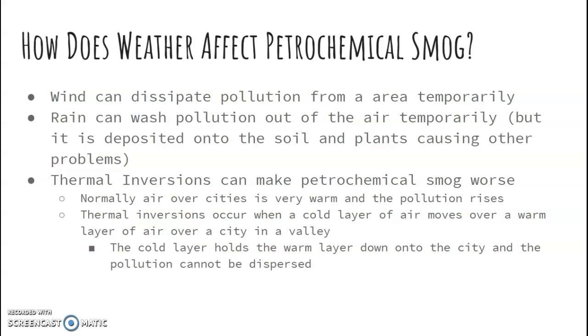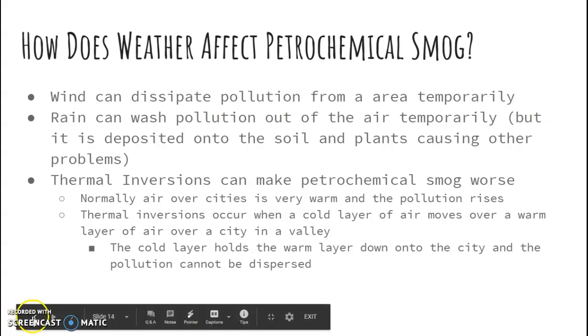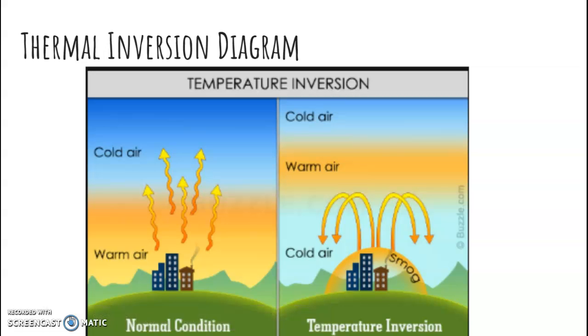That's another reason why cities that are in valleys, not only is it hard for the pollution to be blown away, but when the inversion layers come, usually in the winter, it just makes the pollution horrible in those cities and very hard on people's health. So here's a diagram of what normal conditions are, where you have the warm air. You can have the dissipation of the smog, and then what the inversion looks like.